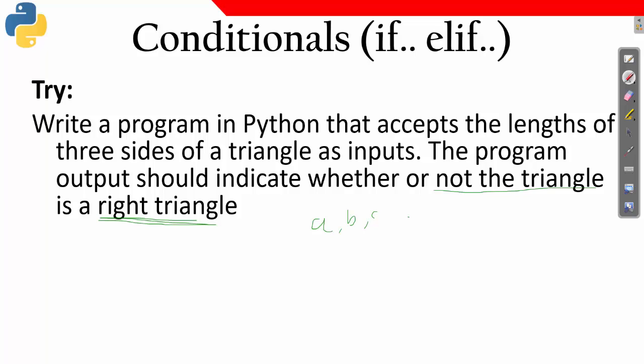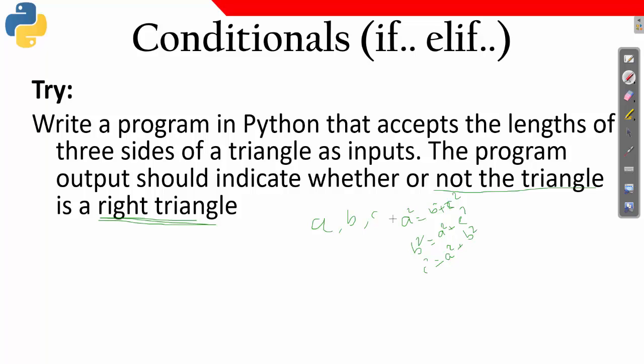What is the condition of a right angle triangle? General example, tell me. A square equals b square plus c square, sir. Yeah, either you will be having a square equal to b square plus c square, or you will be having b square equal to a square plus c square, or you will be having c square equal to a square plus b square.